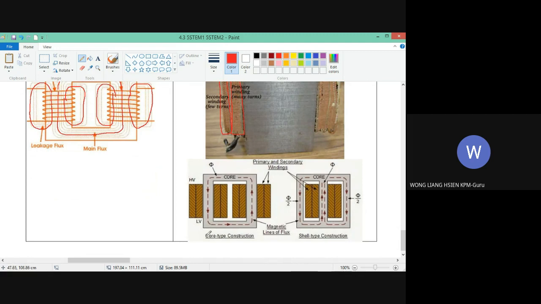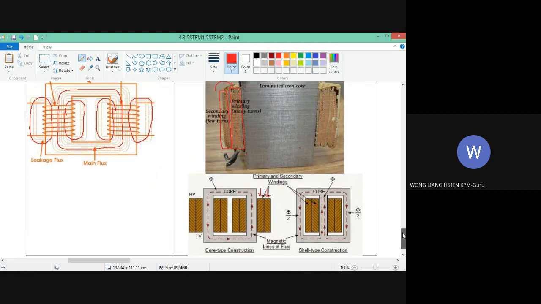For example, this one, core type construction. This is the primary coil. See primary and secondary winding. This one is primary, and this one is secondary on top. Primary, with the secondary on top of it. So primary at the bottom, secondary on top. Okay, like that.